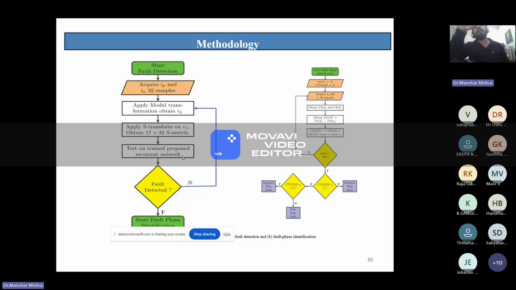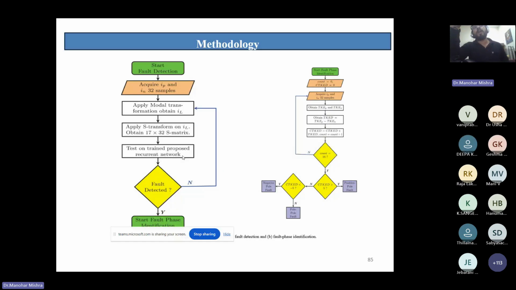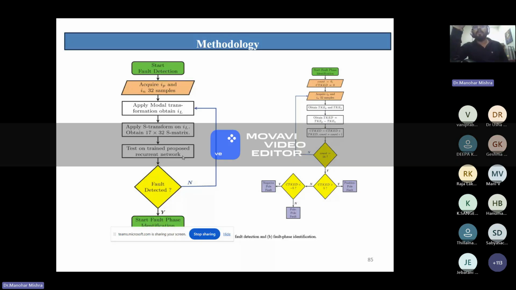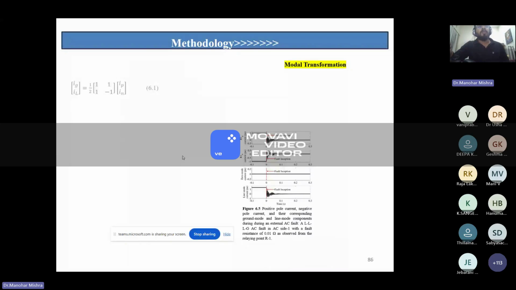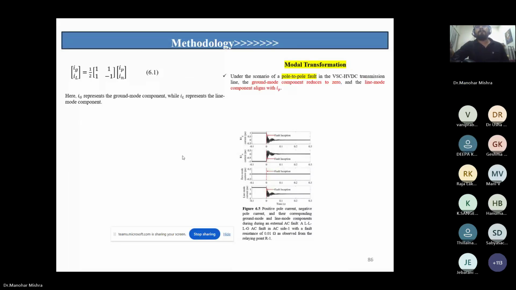But the main thing is that from the S transform we have not put in any statistical feature extraction. We have directly put this as an image to the GRU unit. So this is a 17 cross 32 S matrix, from the modal transformation that we have applied.